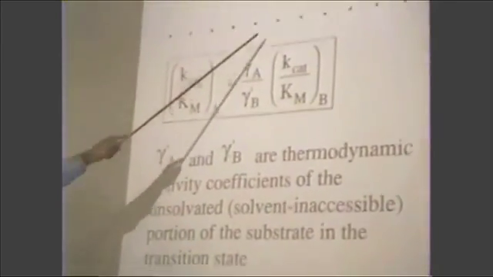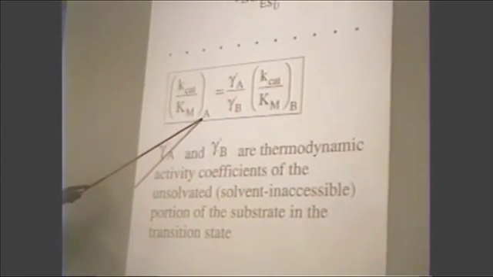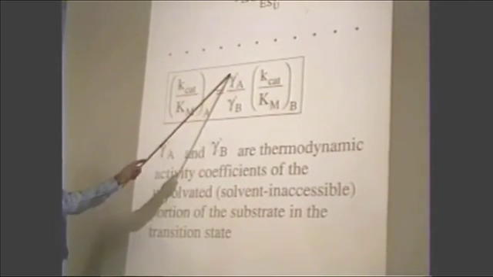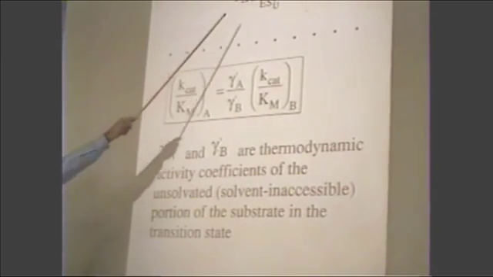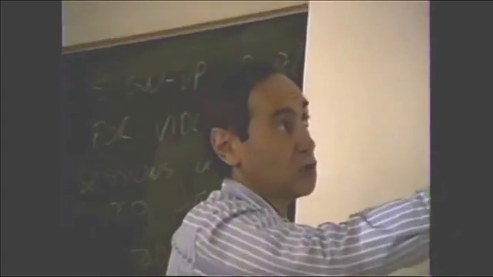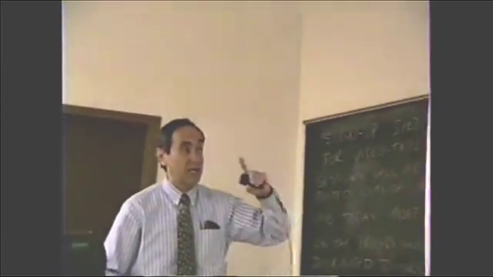Now, if you go through simple algebra, you're going to arrive at this equation that basically tells you that kcat over Km in solvent A equals kcat over Km in solvent B times the ratio of these thermodynamic activity coefficients. We expressed delta G's of transfer via thermodynamic activity coefficients, where this is the thermodynamic activity coefficient of the desolvated portion of the substrate in solvent A, and this is the thermodynamic activity coefficient of the desolvated portion of the substrate in the transition state in solvent B.